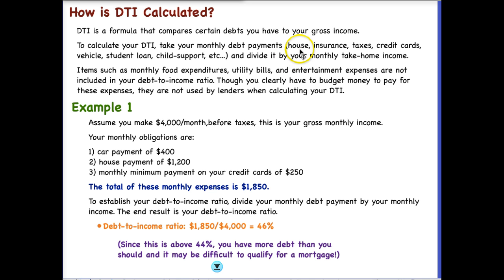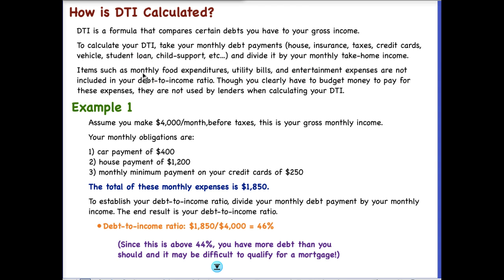Some examples are a house payment or a potential house payment that you're looking at having, any insurance that you pay on your house, your cars, property taxes, and credit card debt. With that, they look at the minimum monthly payment. So what are you required to pay each month on your credit cards? Not necessarily the outstanding balance, but the minimum payment. Any vehicle loans that you may have out, student loans, child support, alimony, all that goes into your debt. So you take your debt and you divide it by your total monthly take-home income.